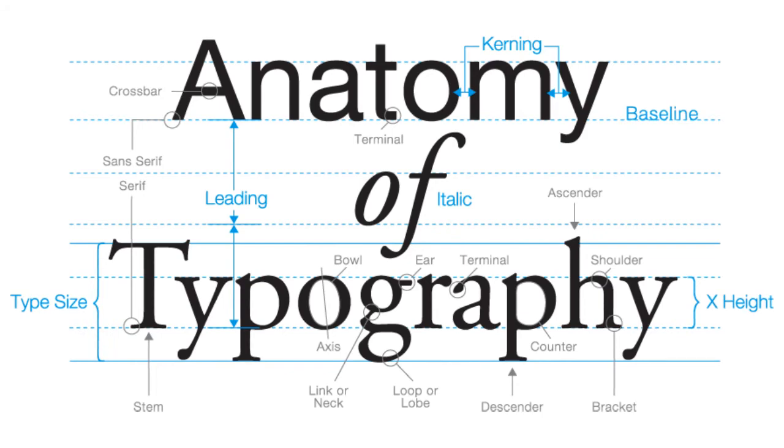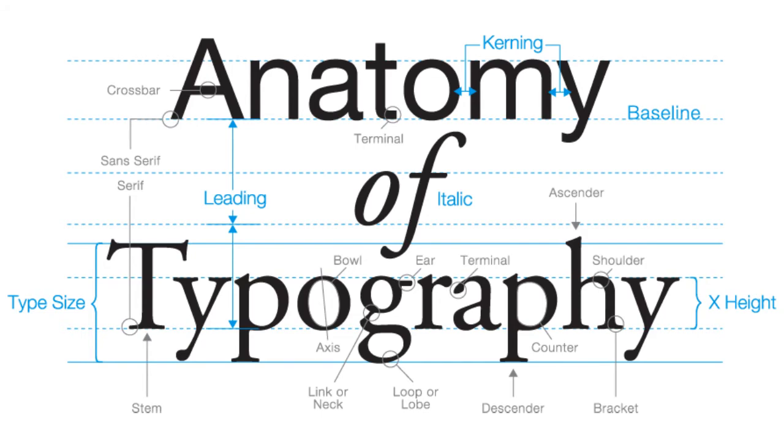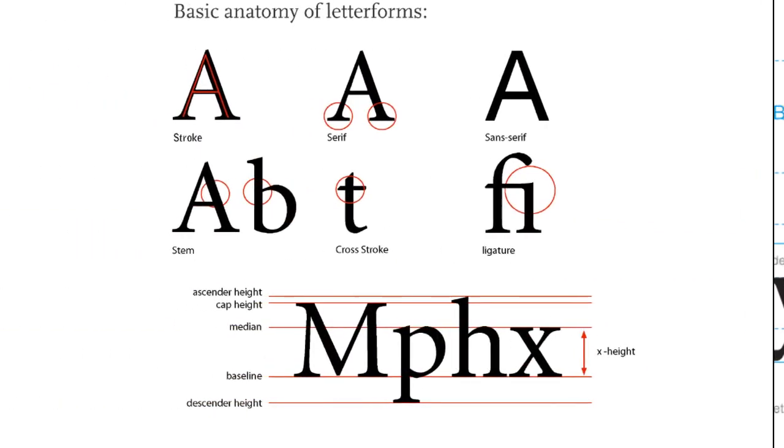Other important terms include the stem, the neck, the bowl, and the axis. So the axis is kind of the way that a letter sits, and then it counters. There's an ear and a terminal, a descender and an ascender, which we talked about earlier, and all of these things help us to differentiate one typeface from another.